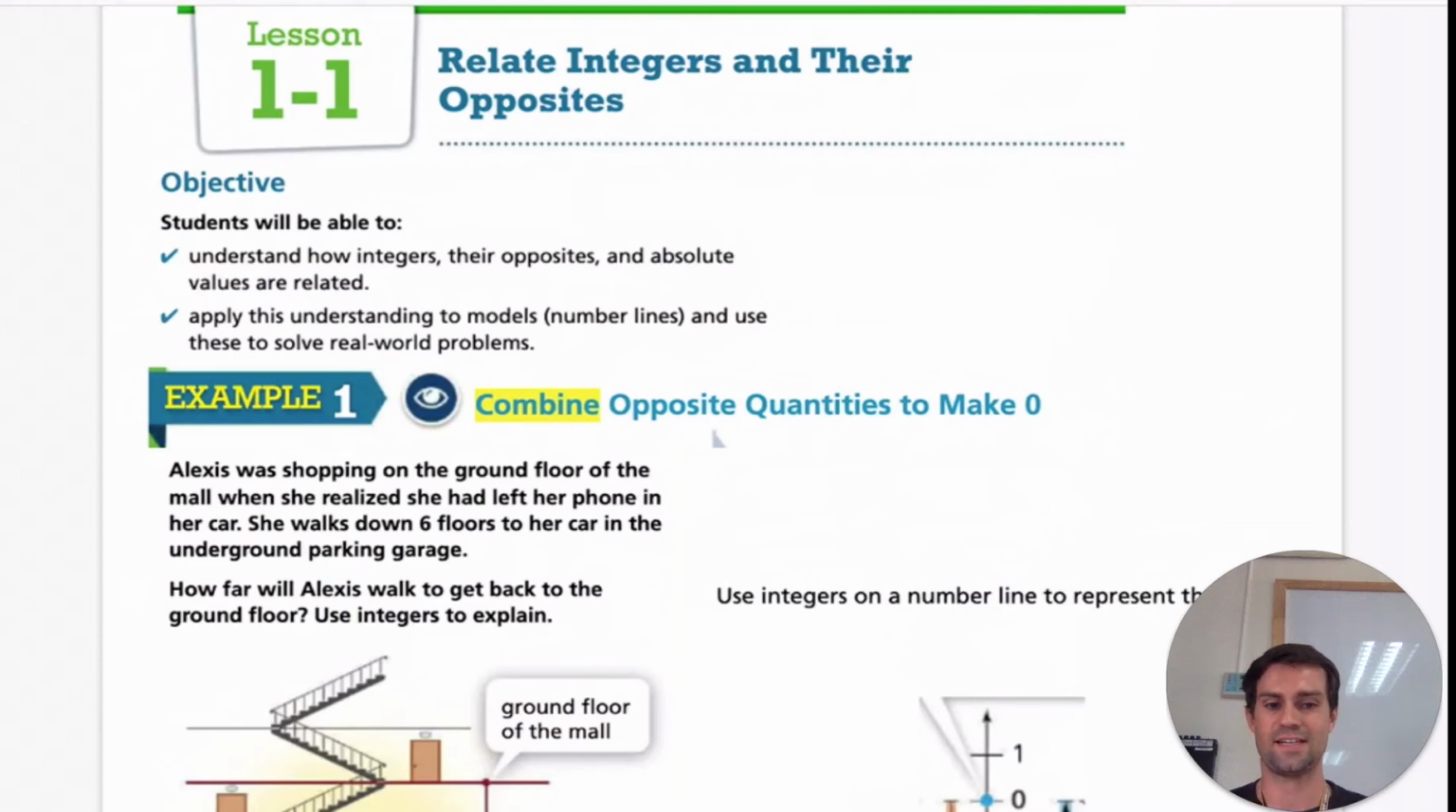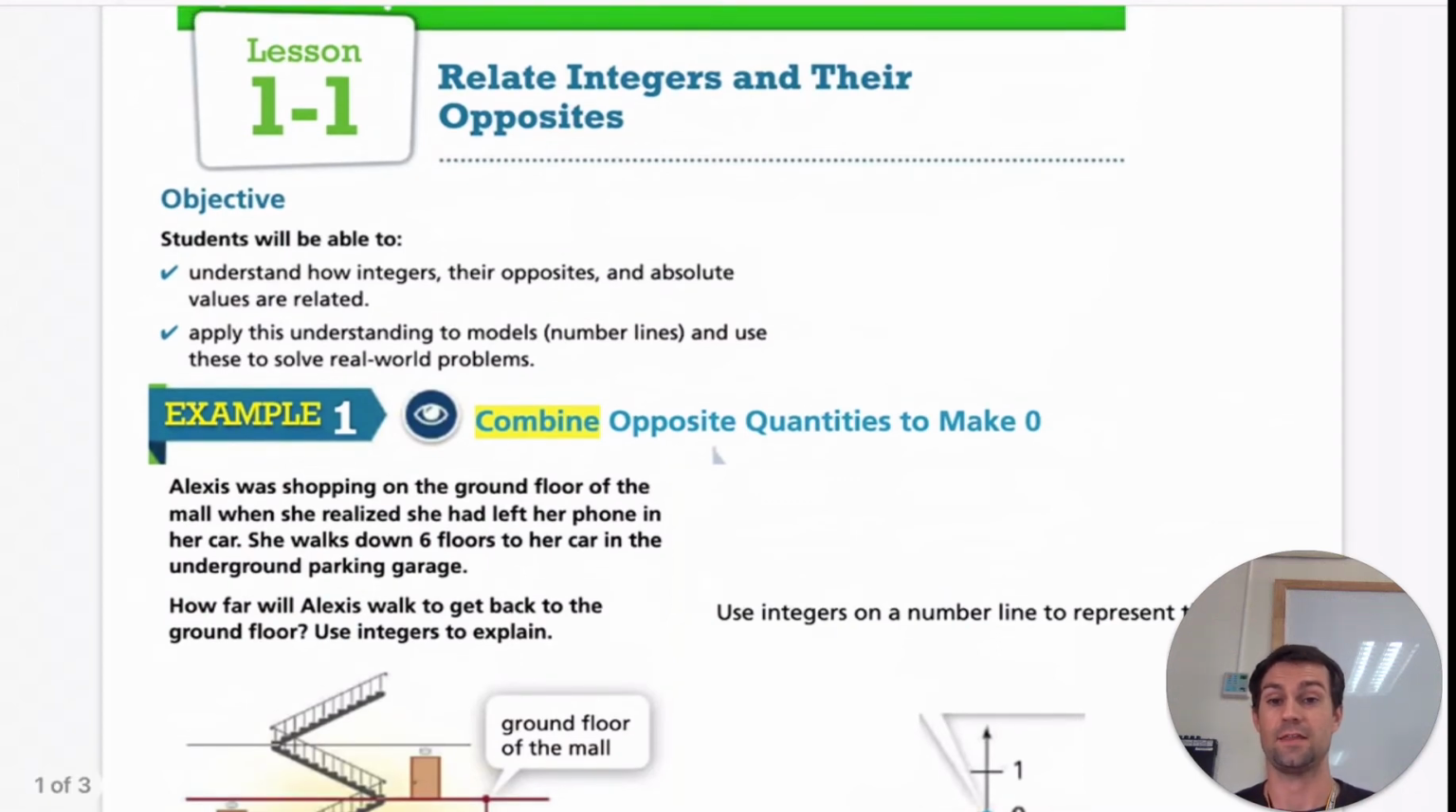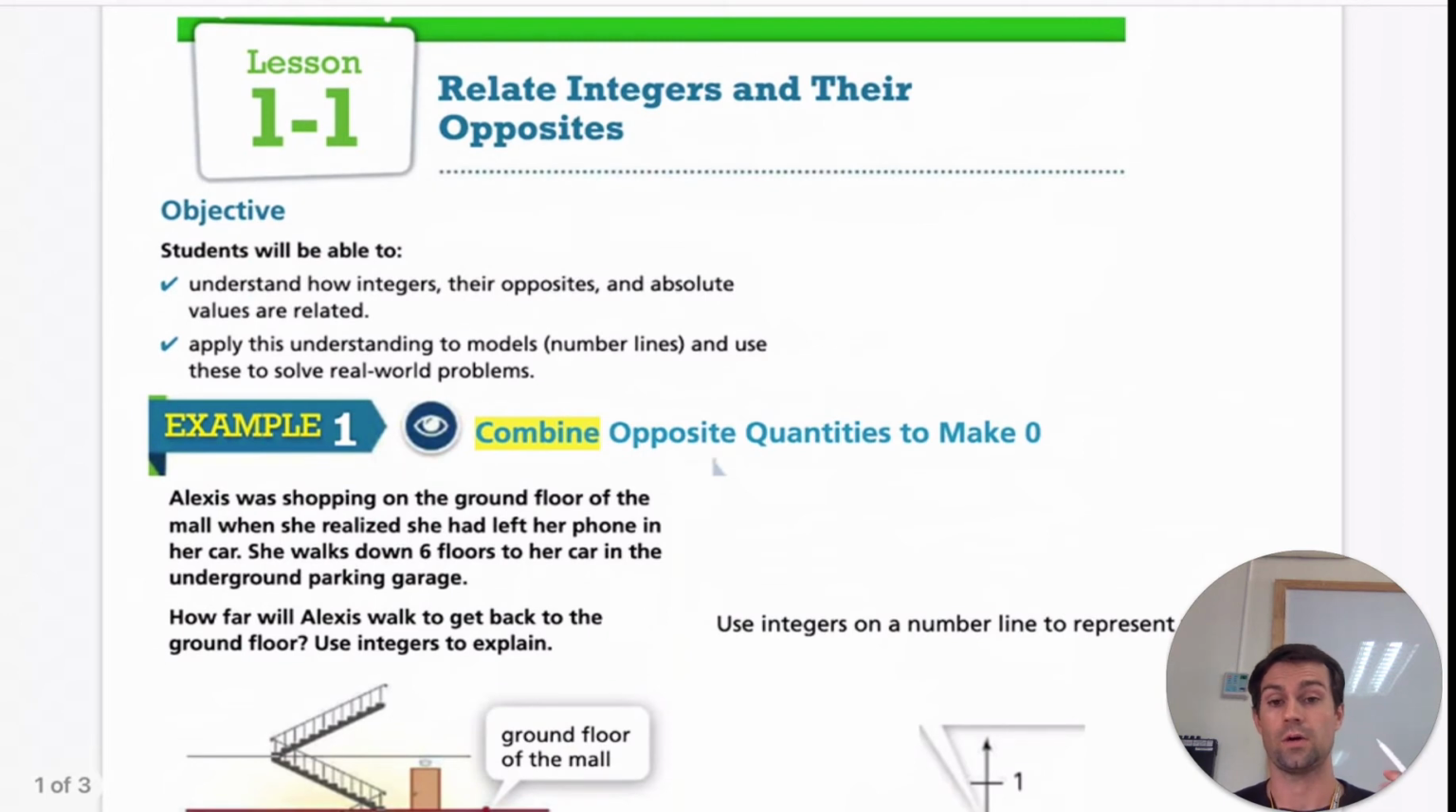Hi class, so today we're going to be looking at the start of chapter 1. We're going to be looking at integers and numbers and how we can relate integers and rational numbers to the world around us. So the first lesson is lesson 1-1.